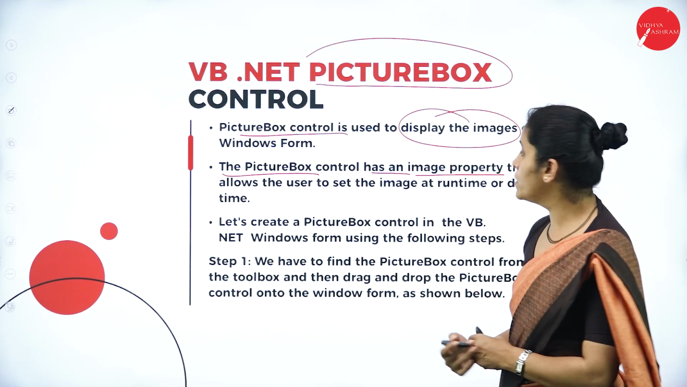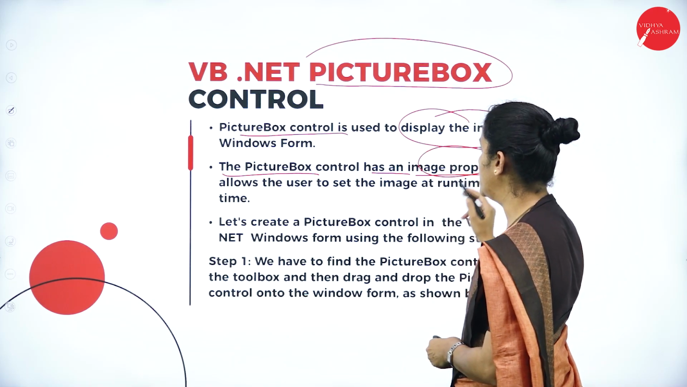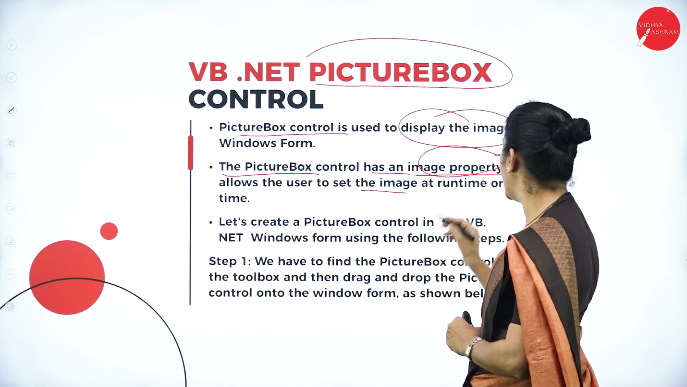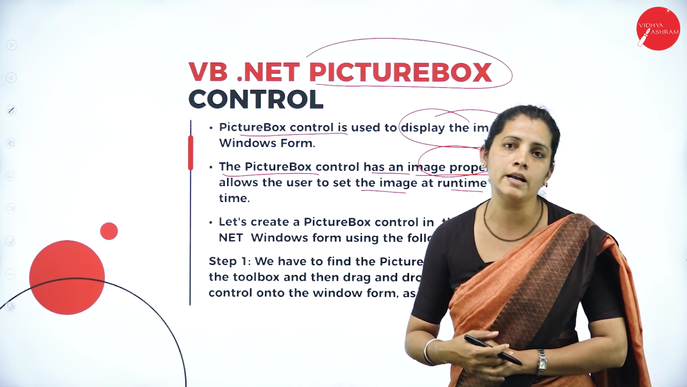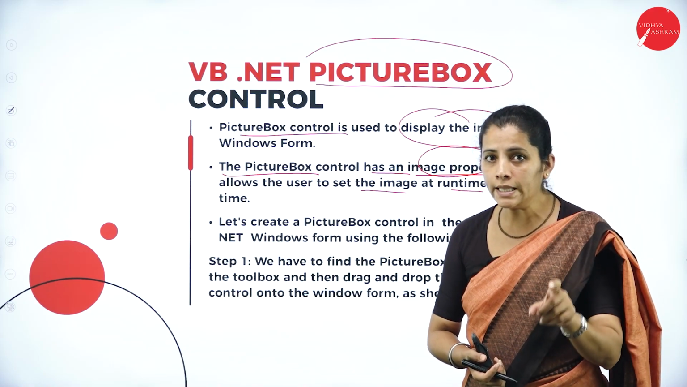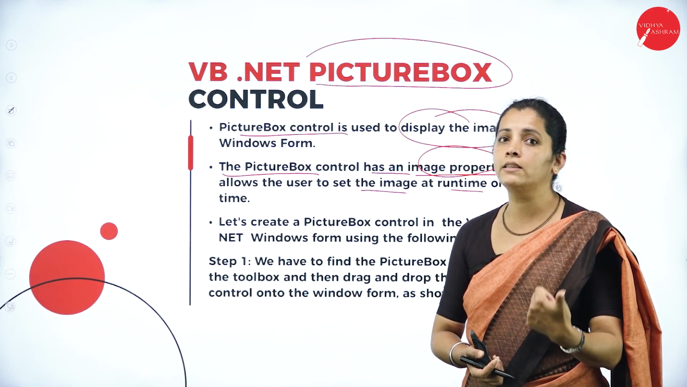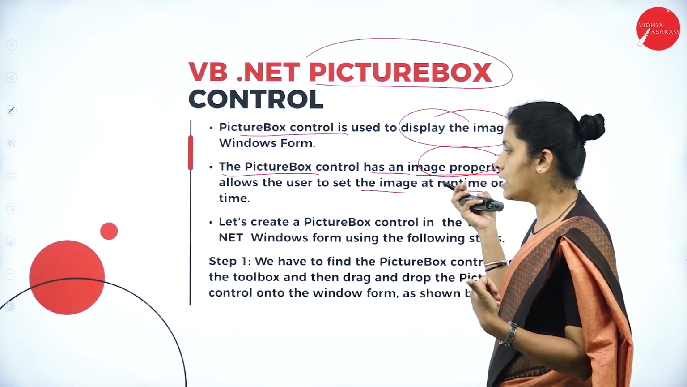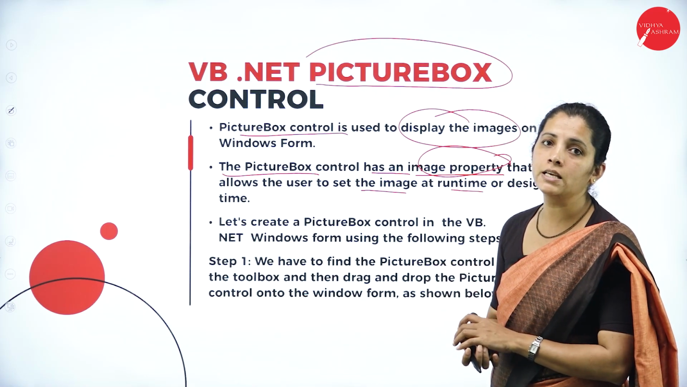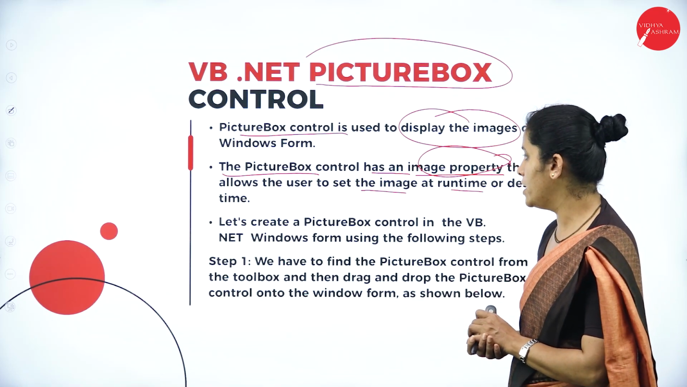In picture box, we have the image property that allows the user to set the image at runtime or design time. So I'm going to have the property. By using that property, I can set the image at runtime or while designing the application itself.